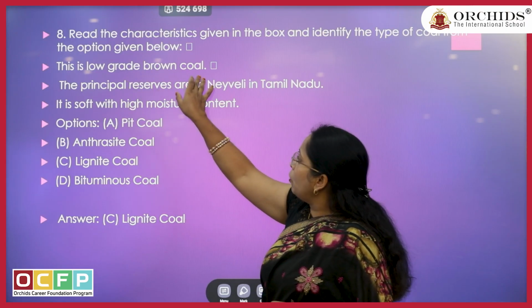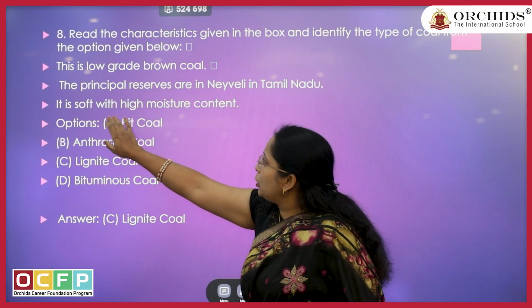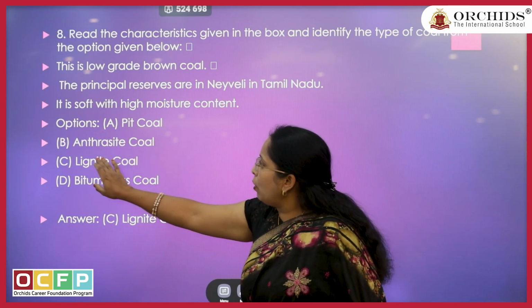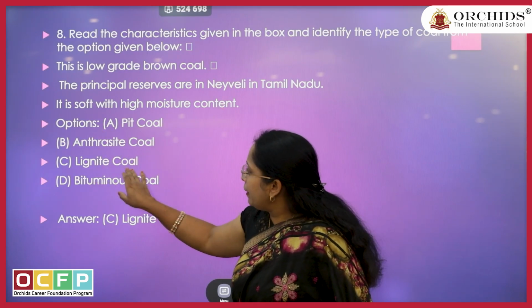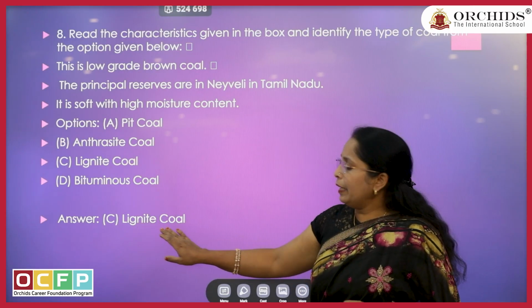Low grade brown coal, the principal reserves are in Neyveli in Tamil Nadu. It is soft with high moisture content. Now the options: peat coal, anthracite coal, lignite coal, bituminous coal. But the correct answer will be lignite coal.